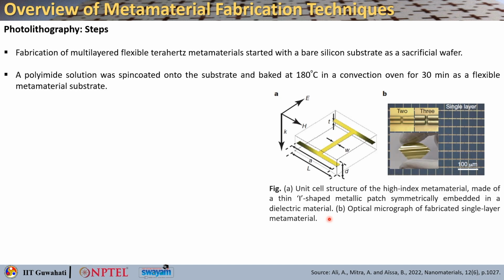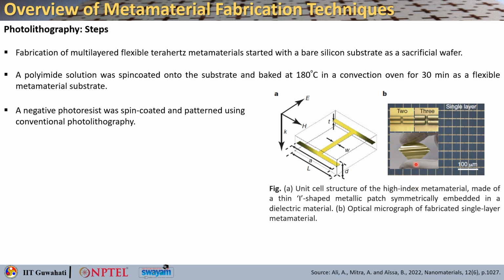So, what are the steps involved in photolithography? You can see that the fabrication of a multi-layered flexible terahertz metamaterial can start with a bare silicon substrate as a sacrificial wafer. Then a polyimide solution was spin coated onto the substrate, and then it was baked at 180 degrees centigrade in a convection oven for around 30 minutes to give you a flexible metamaterial substrate, like this. Then a negative photoresist was spin coated and patterned using conventional photolithography.